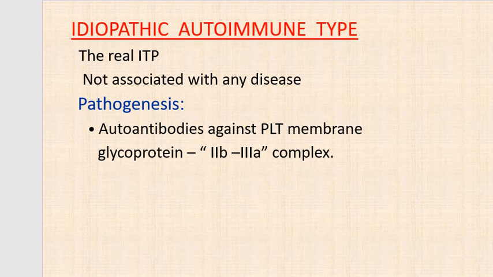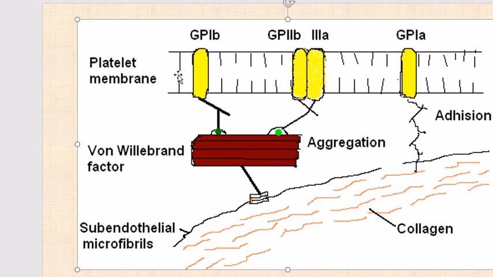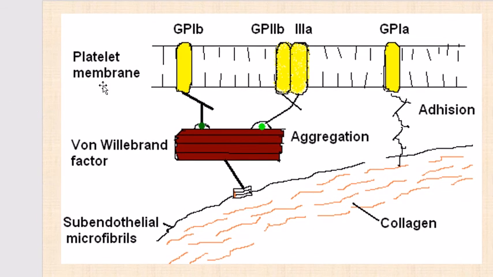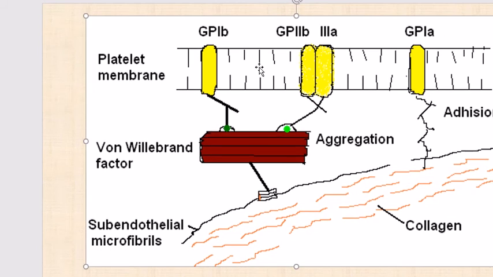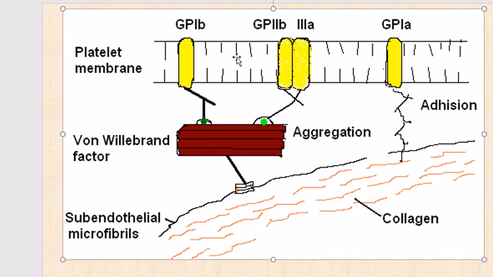Well, 2b3a complex is a complex of glycoproteins in the membrane of platelets, like this. This is the lipid bilayer membrane, the plasma membrane of platelets, and these are the glycoproteins. Glycoprotein 1b, this is glycoprotein 2b3a complex, and on the right side glycoprotein 1a.